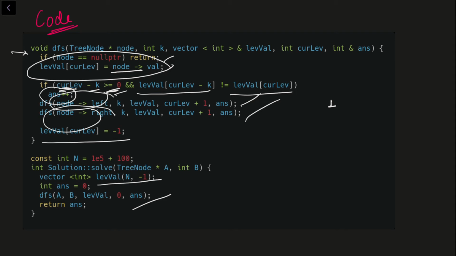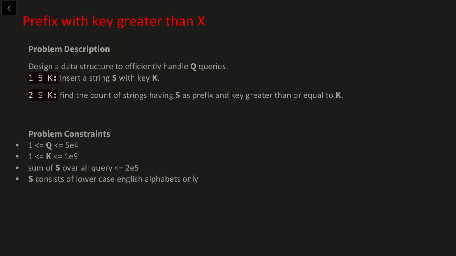So that's how the code is working. Now let us move on to the second problem. The second problem is prefix with key greater than x. So the problem description is we are given two types of queries and we are given q such queries.